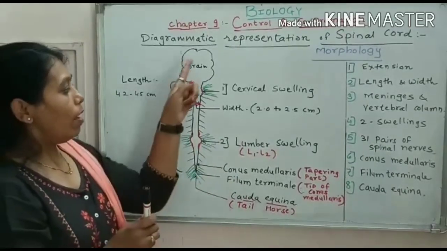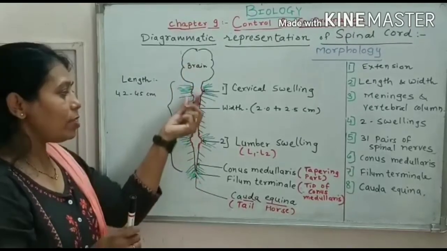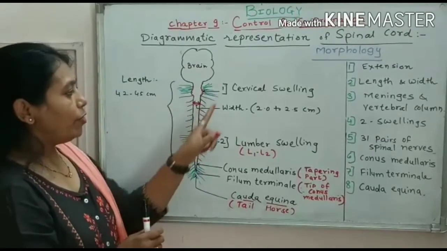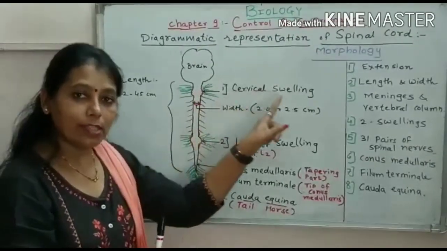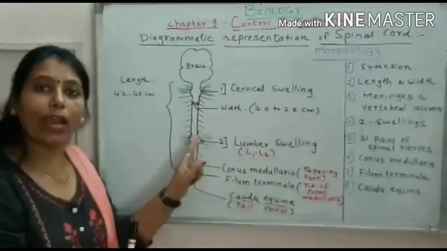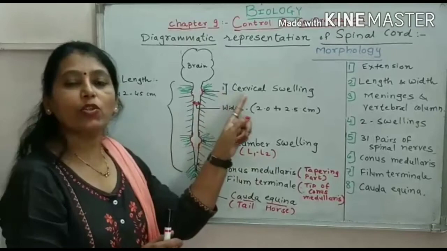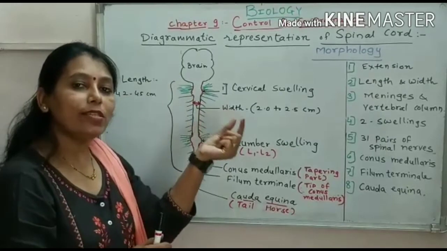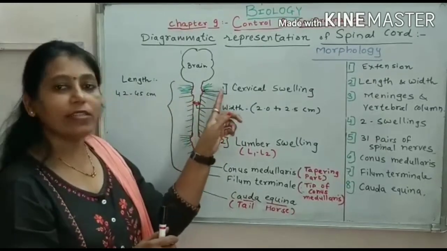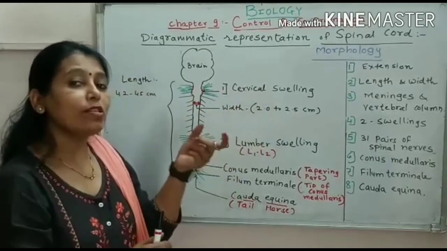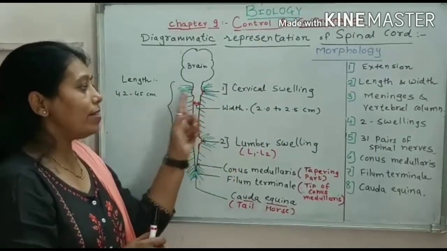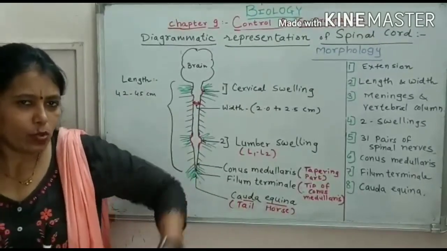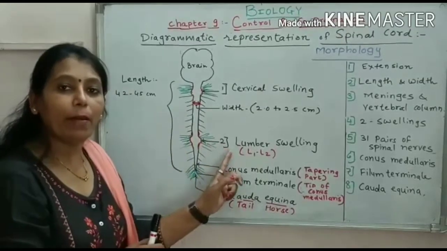Okay. Now, along its length, this spinal cord shows two swelling-like structures. The first swelling is called cervical swelling, and the second swelling is called lumbar swelling. Why is it called cervical swelling? Because the spinal cord shows the swelling in the neck region, and the neck region is called the cervical region. So the swelling present in the cervical region is cervical swelling, and the swelling present in the lumbar region, towards the end, is called lumbar swelling.